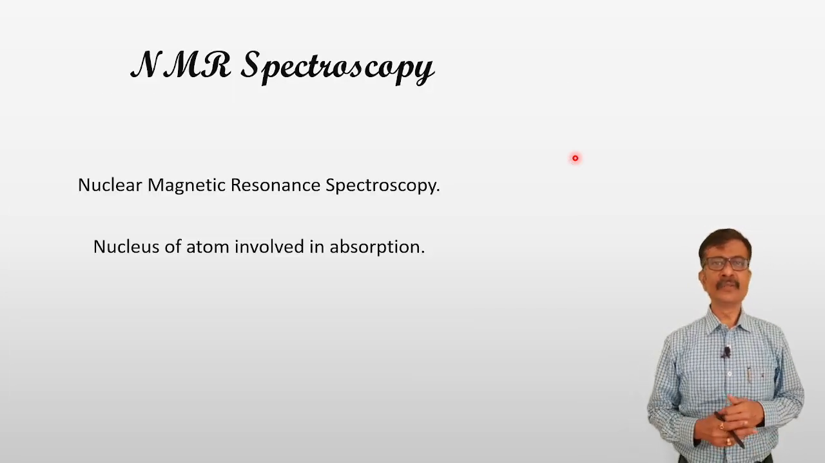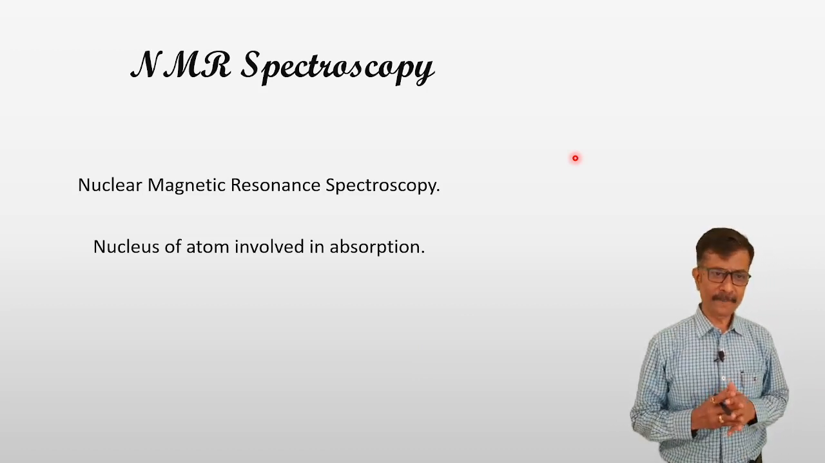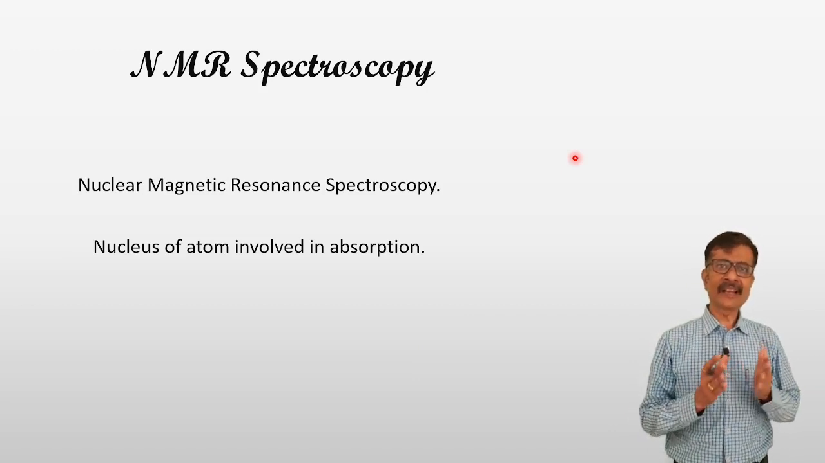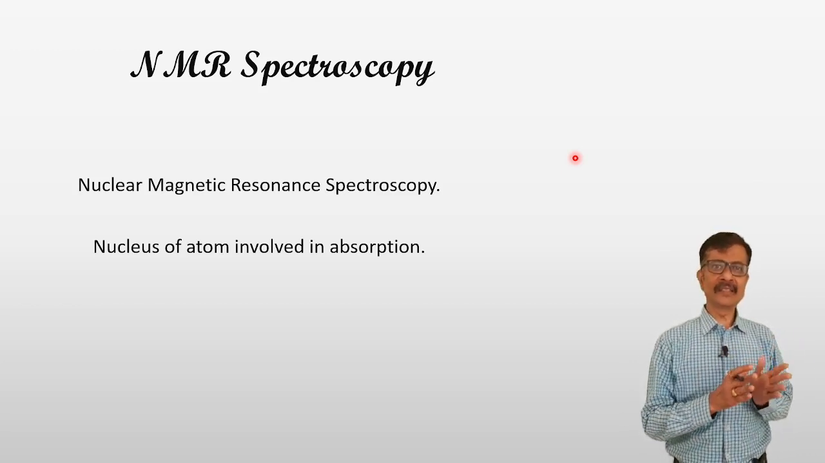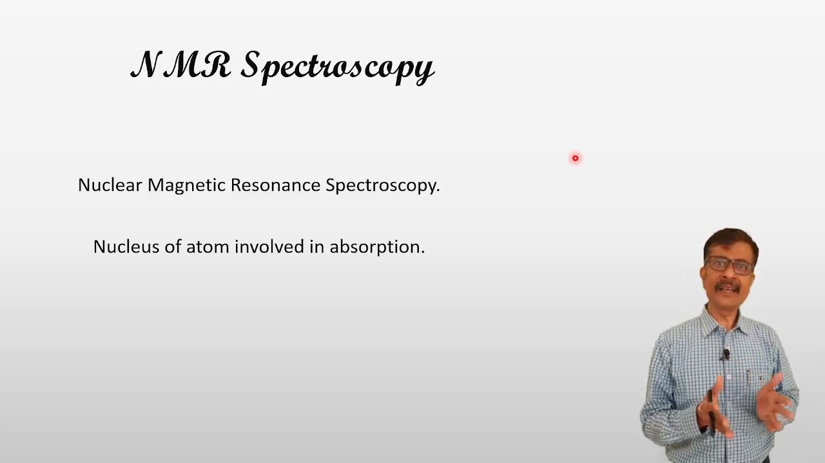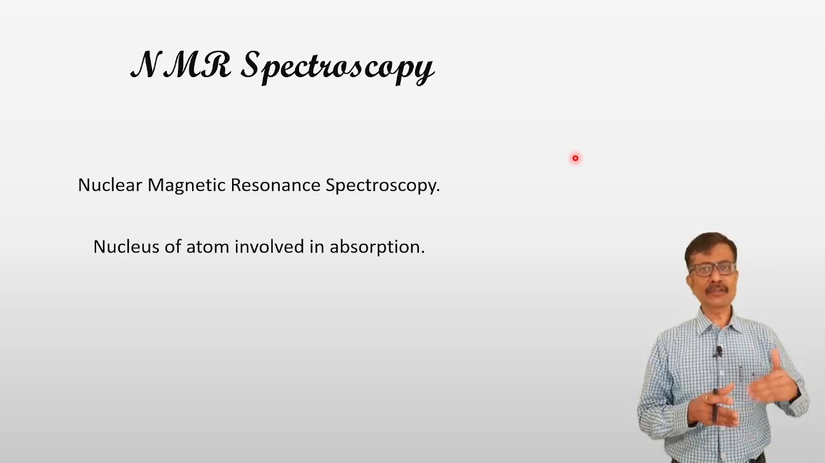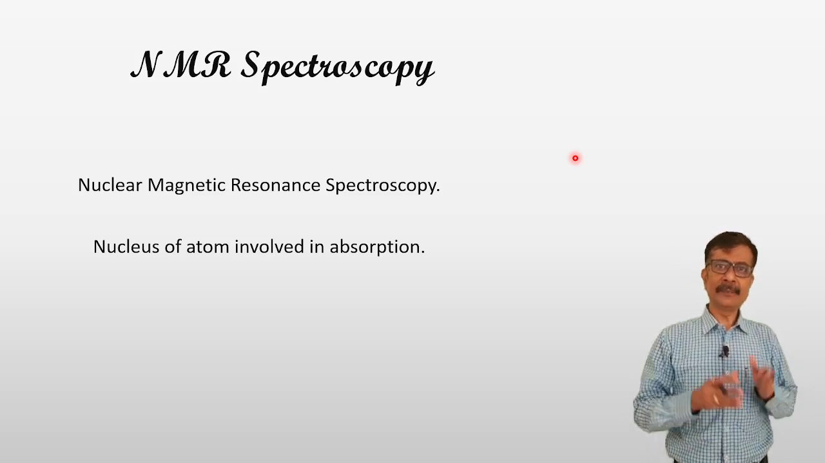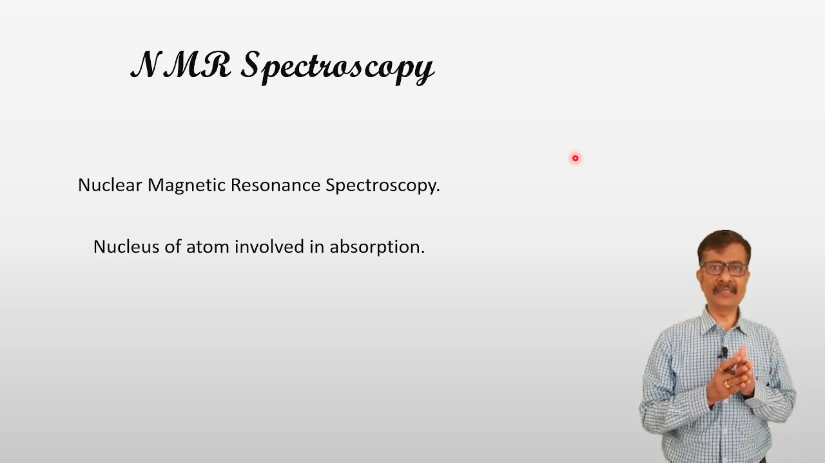In this session, we will talk about nuclear magnetic resonance spectroscopy. Now, this NMR spectroscopy is a kind of absorption spectroscopy. Earlier, we discussed UV visible absorption spectroscopy and IR absorption spectroscopy. In UV visible spectroscopy, electrons are involved in absorption. In IR spectroscopy, a particular functional group absorbs due to its natural vibrational frequency.